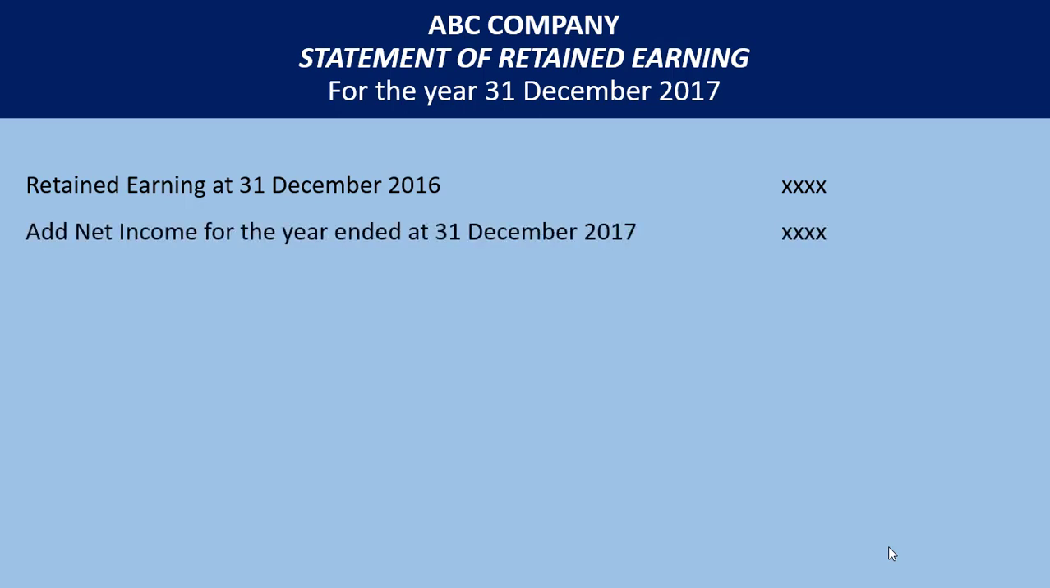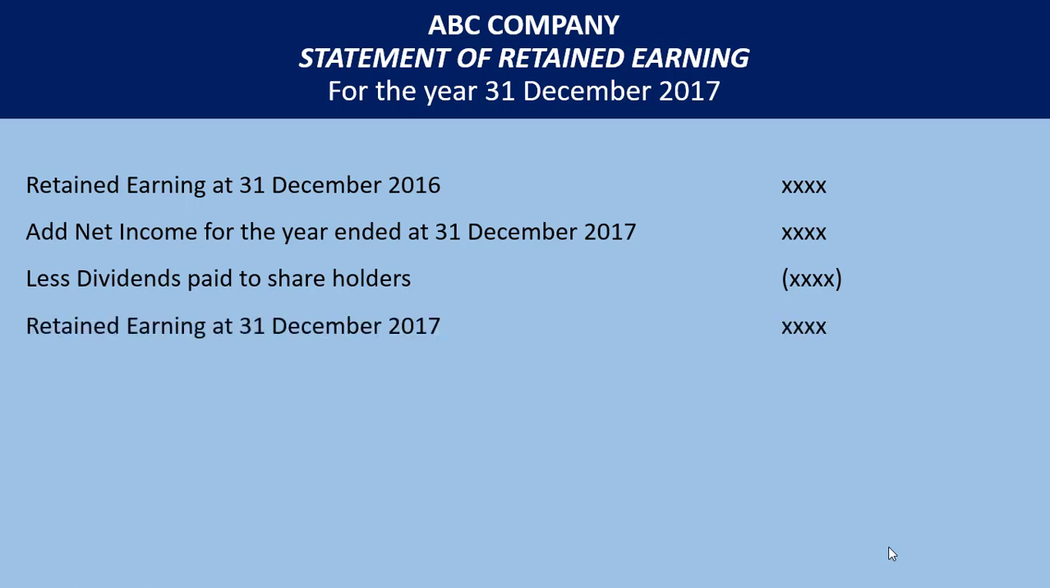First, we write the retained earnings from the last year as of 31st December 2016. Then we add the net income which was generated from the income statement of 2017. After that, we will deduct the dividends which are paid to shareholders. After that, we will receive the retained earnings which are generated for the year of 2017.